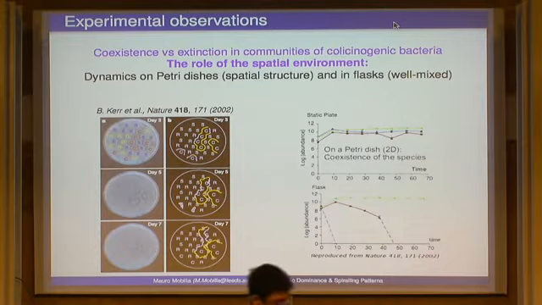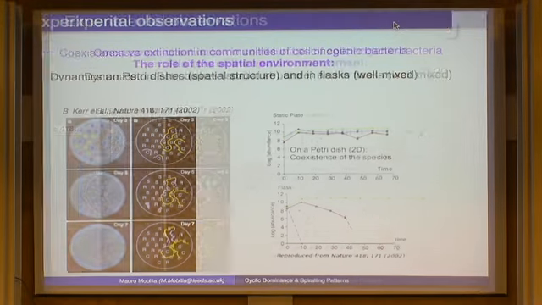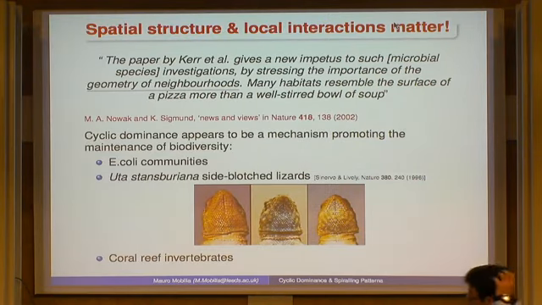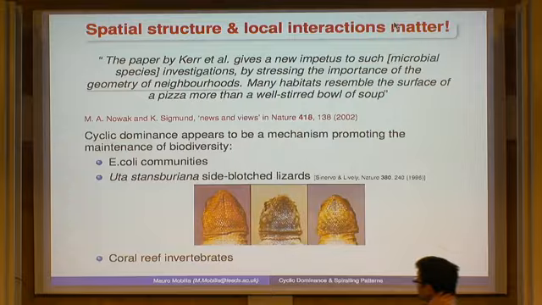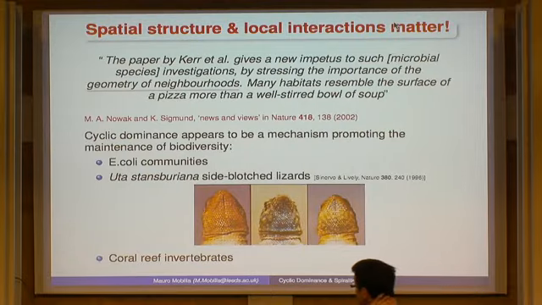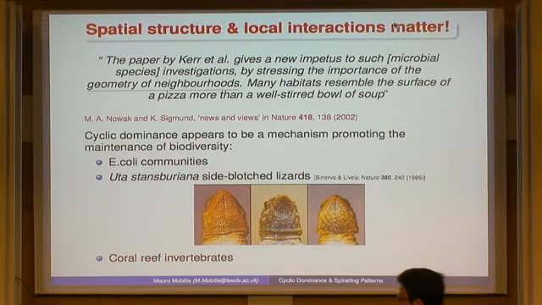So, this is something interesting because it has long been conjectured that space and local interaction matter in terms of maintenance of coexistence, right? But as Novak and Sigmund put it in the comment on that Nature paper, this series of experiments by Kerr et al. gives a new impetus to investigation by stressing the importance of geometry in neighborhoods.